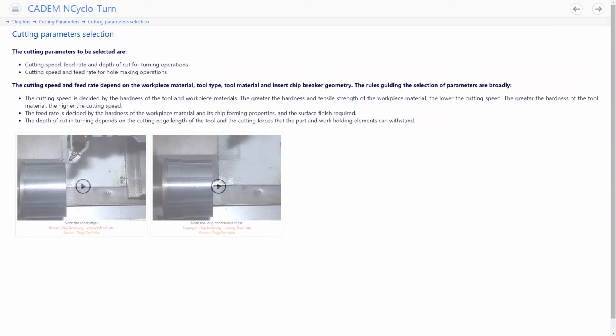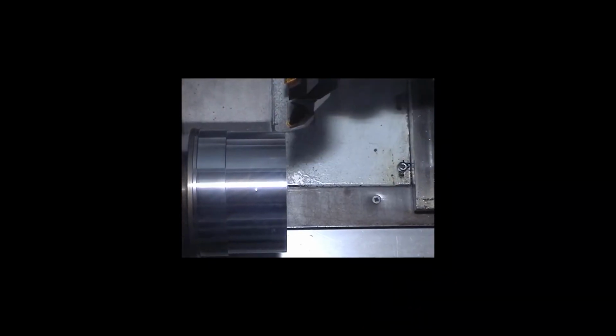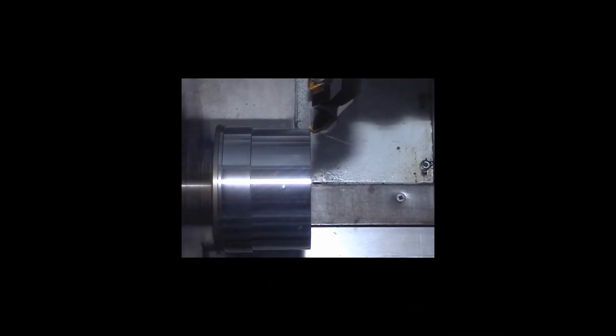Cutting parameters decide the part quality, proper chip breaking, tool life and tool cost. It is therefore very important that you select the correct cutting parameters that suit the operation, the tool material and workpiece material. Here are a couple of examples of improper cutting parameters.